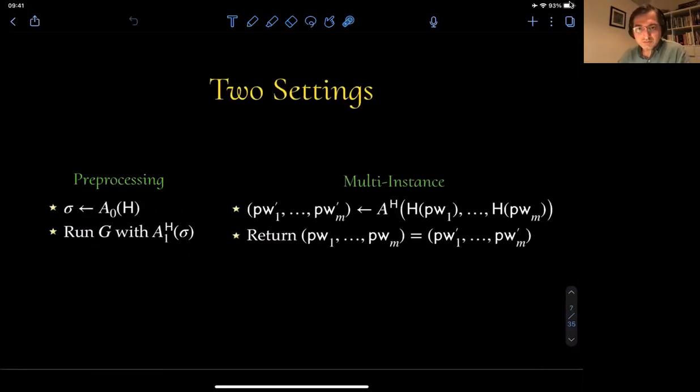What about multi-instance security? In the multi-instance setting, the adversary, for example, gets a bunch of passwords hashes, hash of password 1 to hash of password n. And its goal is to recover all of these passwords. So note that the setting is somewhat different from multi-user security, where you would again get a bunch of hashes, but your goal is to recover only one of them. So here we are interested in recovering all of them because we are interested in adversaries that are trying to recover passwords of as many users as they can.